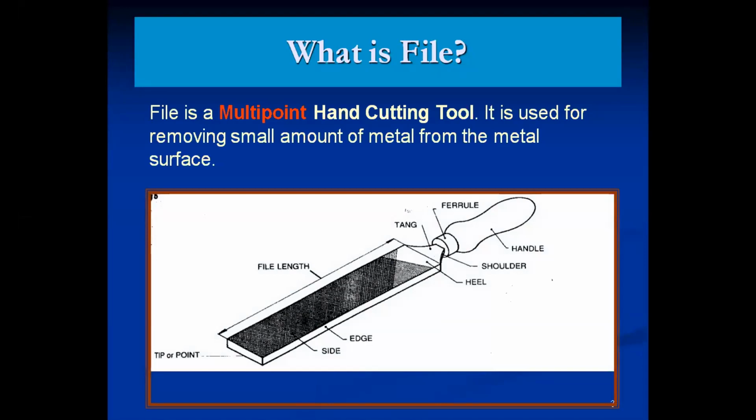Just see here, this is the file. In the file, the parts are mentioned here. The tip or point is there, and a side is there, bottom edge. This is the file length. This is the tang. This is the ferrule, handle, shoulder, and heel. So these parts are there in a file. This is how a file looks.